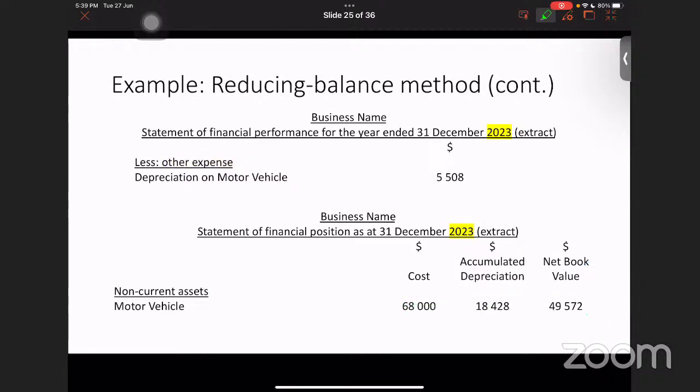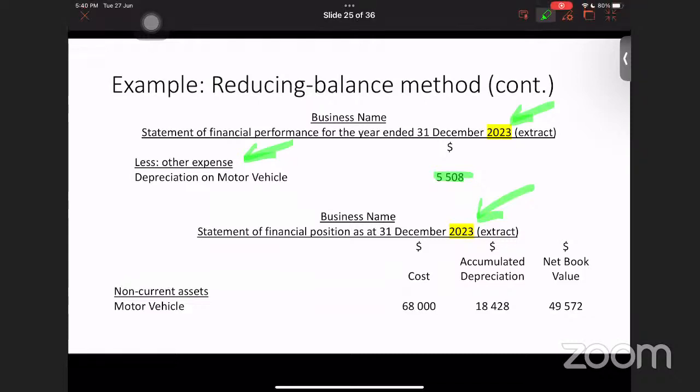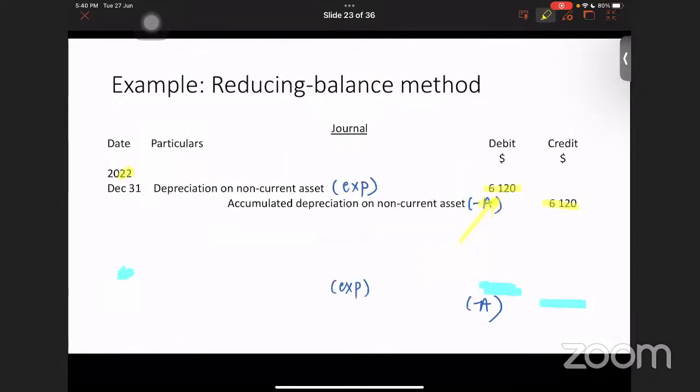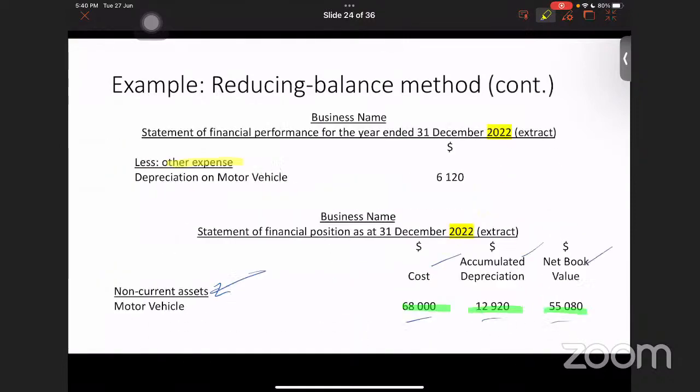Okay, then for 2023, now we're doing 2023, not the same. So 2023, just now we also know, right? 2023 depreciation is this, 5508. Okay, so under my expense. Okay, and for position, same thing. I will show these 3. So this one take from where again? Also from my table, nicely presented already. 2023 cost, acute D, and BV. I just plug from the table and I paste it here. Straightforward.